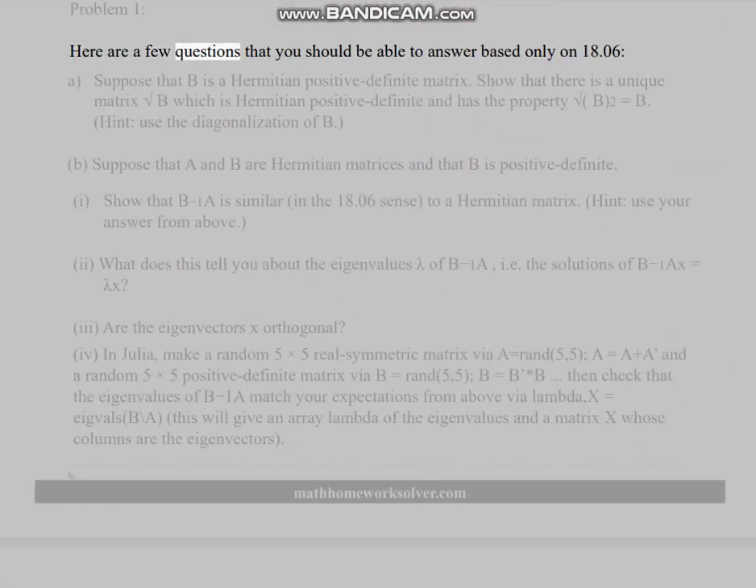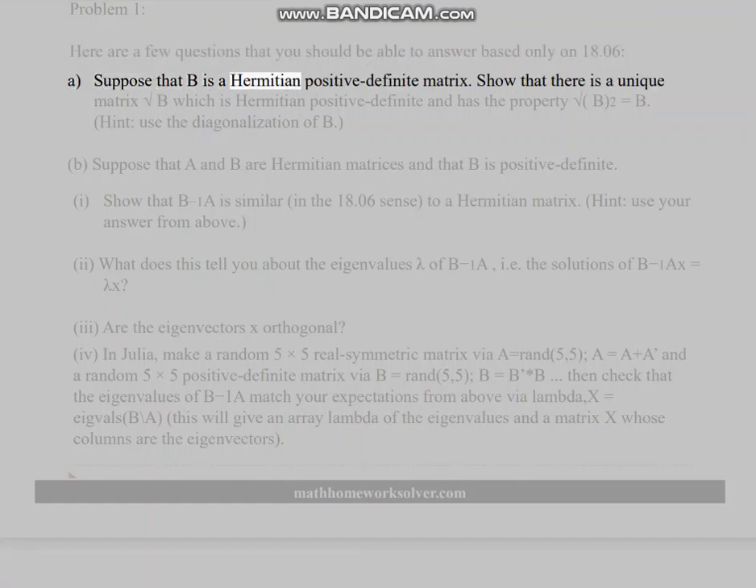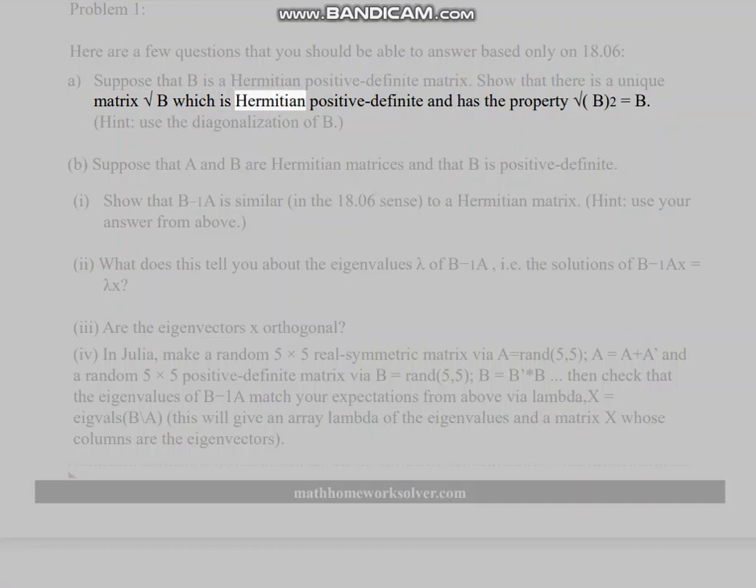Problem 1. Here are a few questions that you should be able to answer based only on 18.06. A. Suppose that B is a Hermitian positive definite matrix. Show that there is a unique matrix square root of B which is Hermitian positive definite and has the property that the square root of B squared equals B. Hint: use the diagonalization of B.